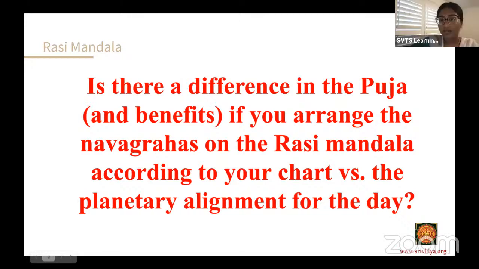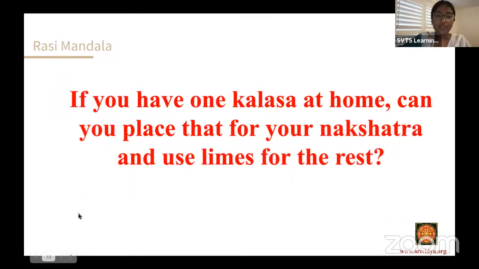Next question. So if you have one kalasha at home, can you place that for your nakshatra and use limes for the rest? Yes, of course, you can.